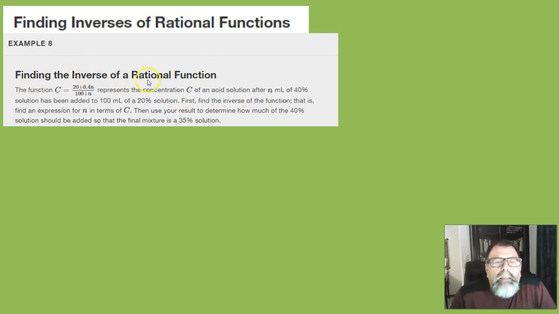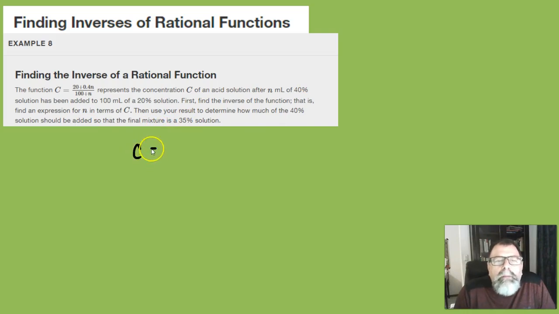Okay, example 8, finding the inverse of a rational function. The function C equals (20 plus 0.4n) divided by (1 plus n) represents the concentration C of an acid solution after n milliliters of 40% solution has been added to 100 milliliters of a 20% solution. First, find the inverse of the function, that is, find an expression for n in terms of C. Then use your result to determine how much of the 40% solution should be added so the final mixture is 35% solution.